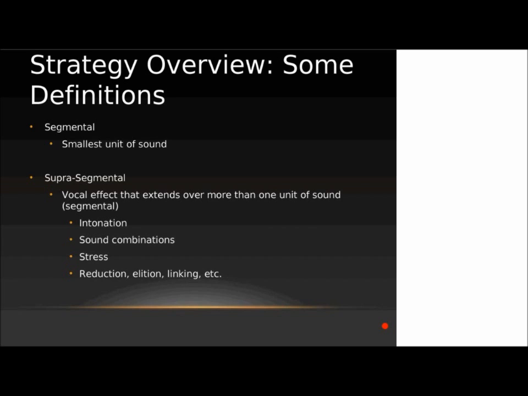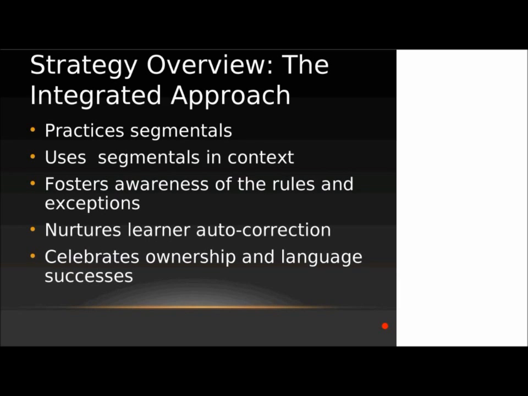So before we begin the actual overview, I'll be defining a few terms that I'll be discussing. We start off with what a segmental is, which is the smallest unit of sound. For example, the P sound or the F sound or the B sound. And then suprasegmental is, of course, anything that is larger than the segmental. So things like intonation, sound combinations, stress, reduction, linking, anything beyond the single sound unit.